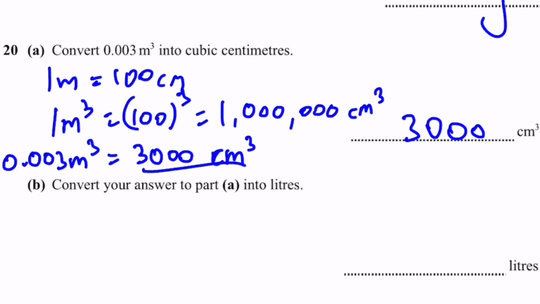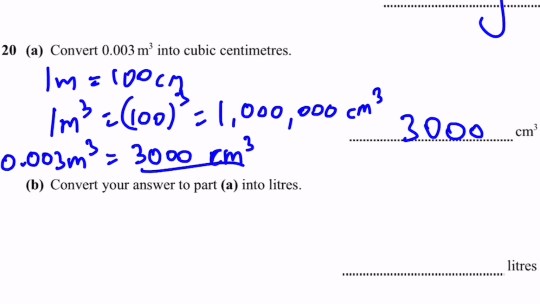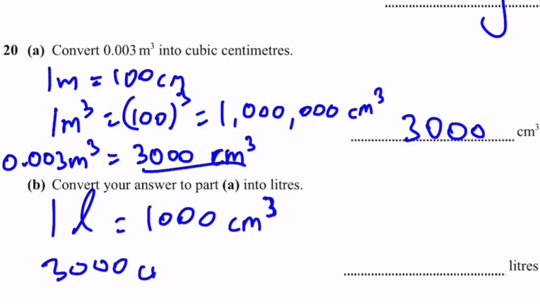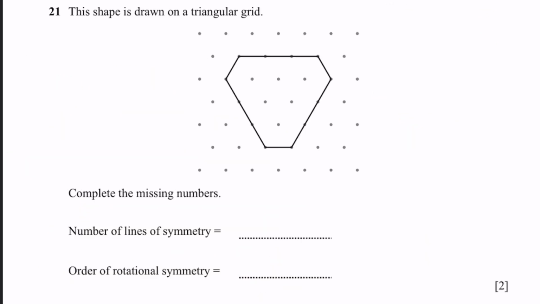Convert your answer to part A into liters. We know that 1 liter is equal to 1,000 centimeters cubed. And therefore, we can say that 3,000 centimeters cubed is equal to 3 liters. That's the answer.